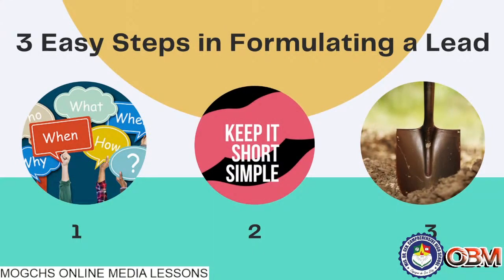Earlier, we discussed the types of lead. Now, we will discuss the 3 easy steps in formulating a lead. The first step is to take note and answer the fundamental questions, the 5 W's and 1 H. Remember, be sure to answer these questions in your lead and leave the less important information for the later part in your article.